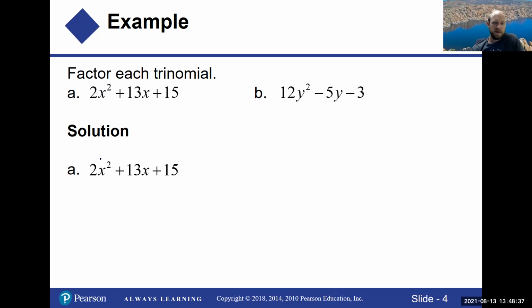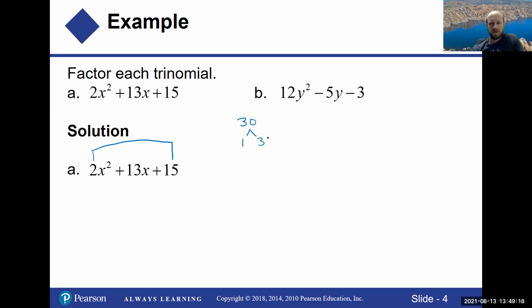So what I'm going to do is I'm going to multiply this number with this number. So assuming this is in descending order of our powers here, x squared, we have x and then a whole number, we're going to multiply the 2 and the 15. Okay, so 2 times 15 is 30. And basically what I'm going to do now is sort of what I did in the last section. So I want factors of 30 that add or give me a sum of 13.